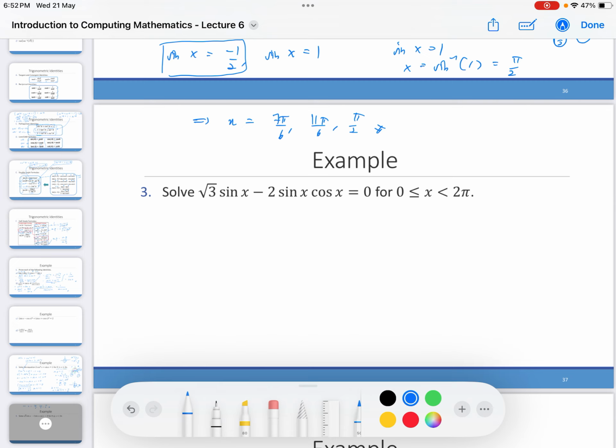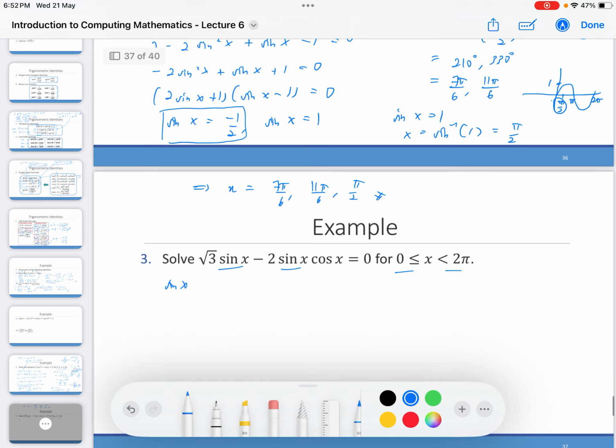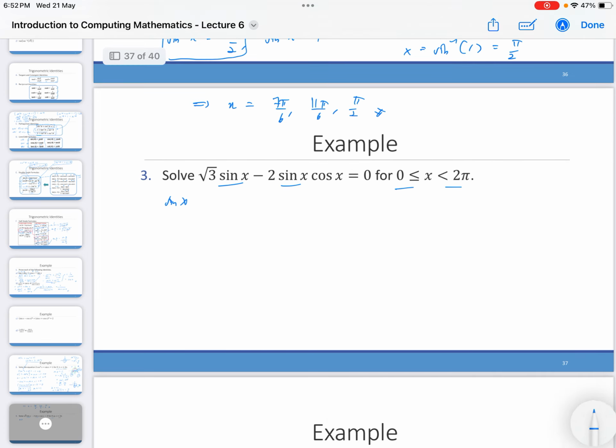Okay, let's look at question 3. So we want to solve square root 3 sin x minus 2 sin x cos x equals 0, and x is from 0 to 2 pi, and 2 pi is not included. If you look at this, we have the same term here, sin x, so we can factorize sin x. So we factorize sin x, we get sin x open bracket square root 3 minus 2 cos x close bracket equals 0.